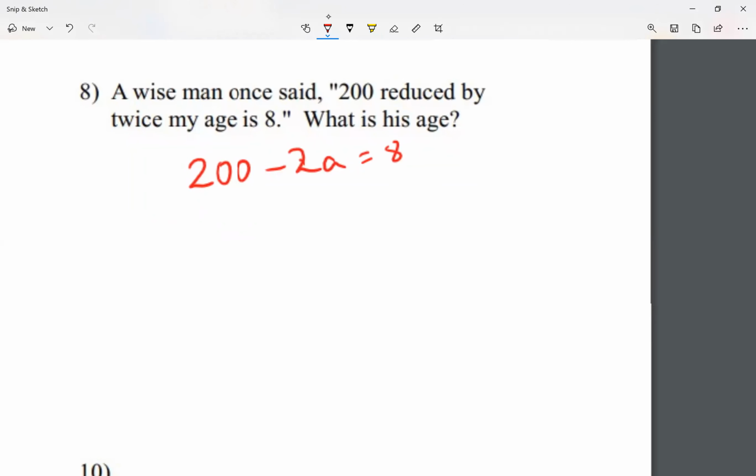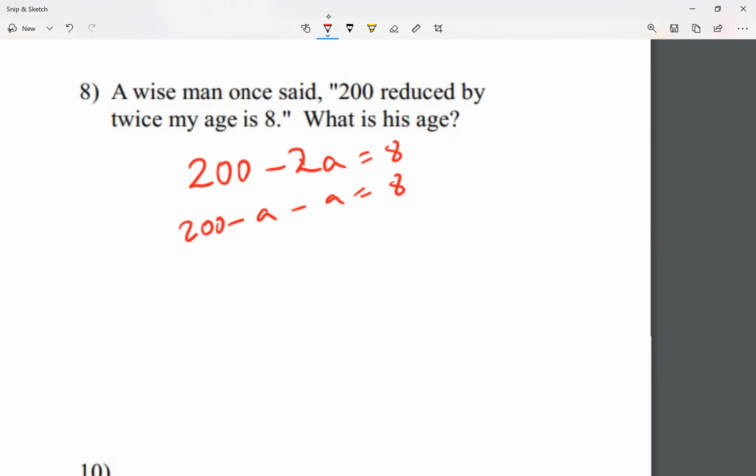Some people might say, well, 200 minus A is equal to 8 because the age twice. I don't know what the age of this wise man is. It even says what is his age. But I don't know his age, so I'm just going to use the letter A. In mathematics, when we don't know the value of something, we replace it with a letter. So notice how age is the number that keeps on repeating. How many times did this number repeat? Let me highlight this function here.